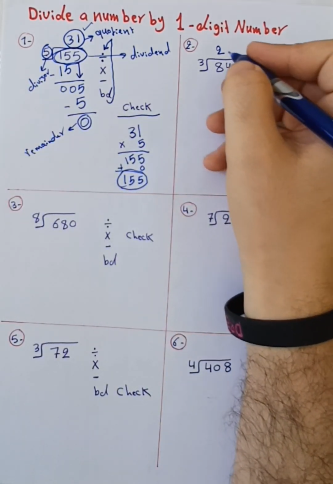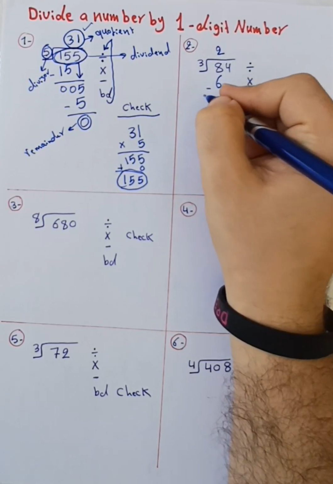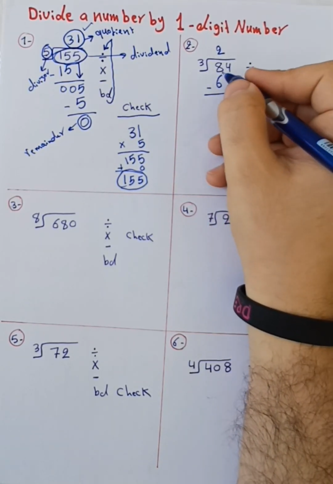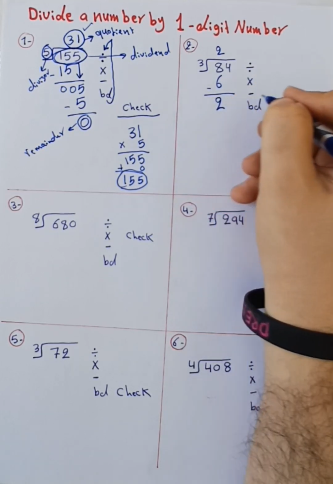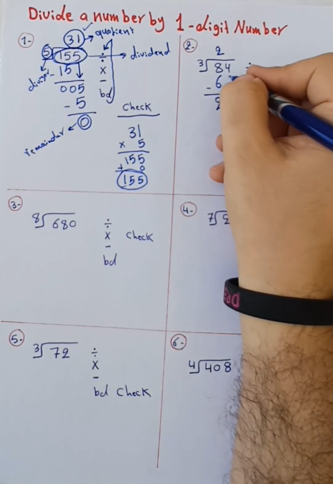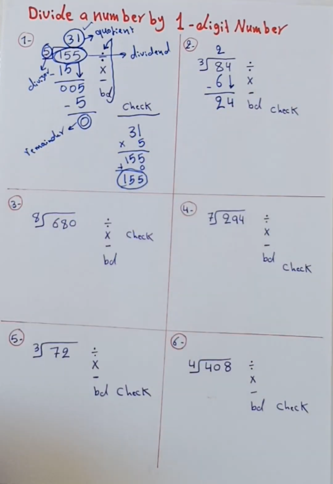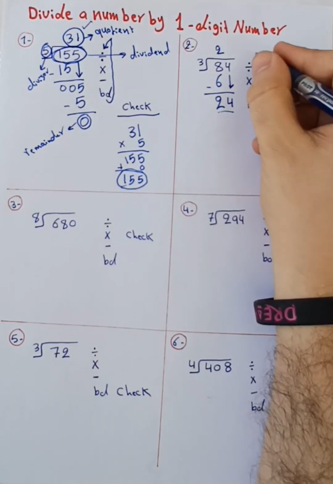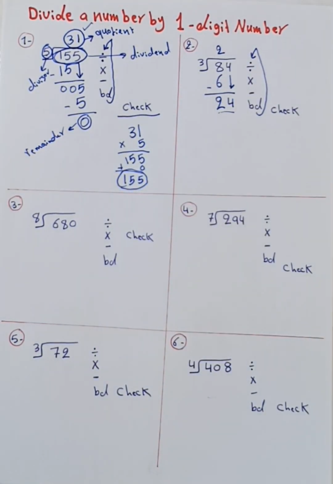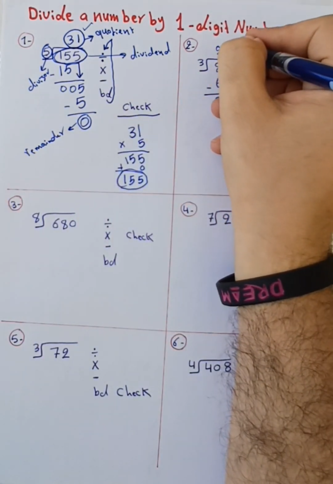After divide you have multiply. 2 times 3 equal to 6, and then after multiply you have subtract. 8 minus 6 is 2, and then after subtract you have bring down. You have to bring down 4. Now we have 24. After bring down you have to go back to the first step, divide. 24 divided by 3, it means how many 3s are in 24, or which number multiplied by 3 equal to 24 or close to 24. 3 times 7 equal to 21. 3 times 8 equal to 24. So 8 is the suitable number.